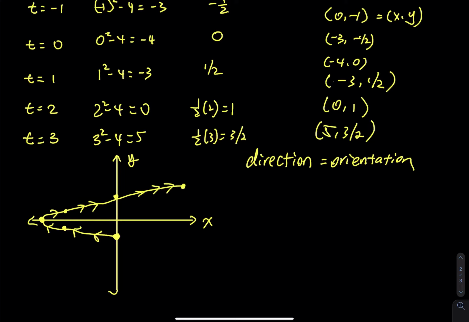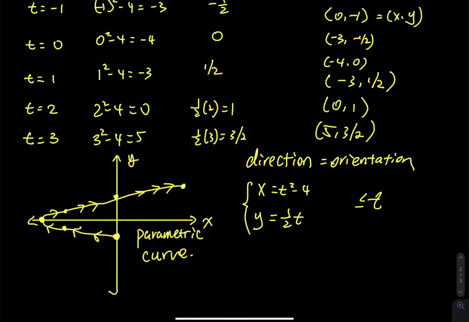So this is called a parametric curve. And then what is my parametric equation? My parametric equation is x equals t squared minus 4, y equals 1/2 t, and t is in the interval from negative 2 to 3. So I got my parametric equation, my parametric curve.